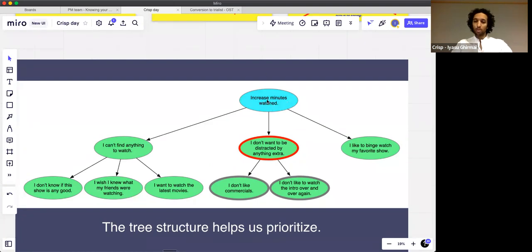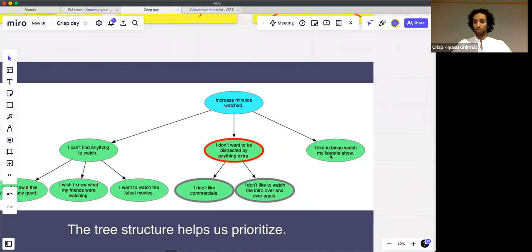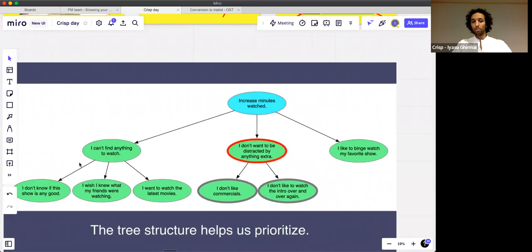So what's the pain point or the user opportunities that we see here? Well, as a user, I can't find anything to watch. I don't want to be distracted by anything. I like to binge watch my favorite show. When you start breaking that down into different solutions or further opportunities that you see, the tree grows basically. And as a team, you can then vote and say, well, this is what we want to focus on because we think this is most return on investment, just to validate quickly.